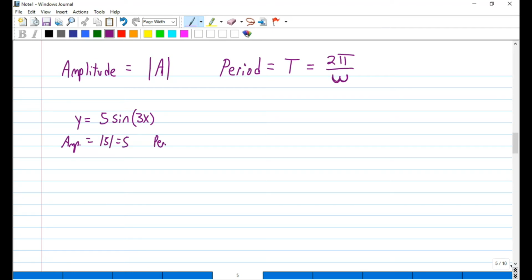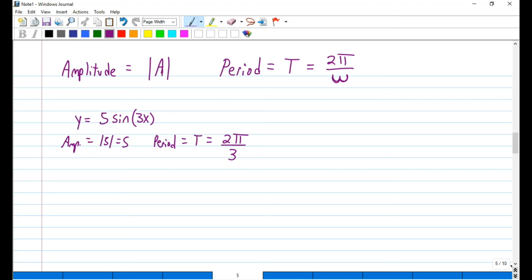All right, the period is going to equal, that's the variable T, 2 pi divided by 3. Right? It's 2 pi divided by whatever's in front of x. Now, there's nothing that I need to do to simplify that. That is simply 2 pi over 3. So the period, one complete period for this graph, would be 2 pi over 3 units long.